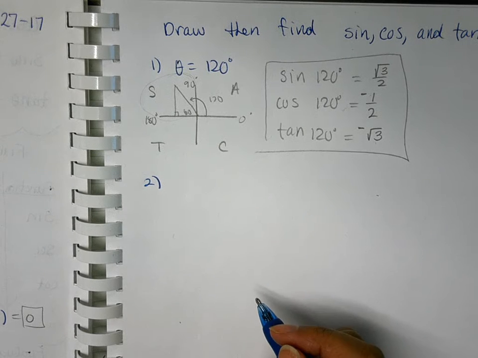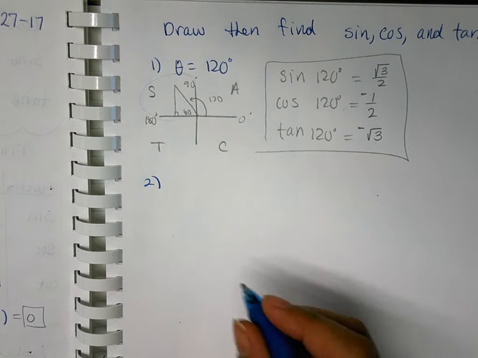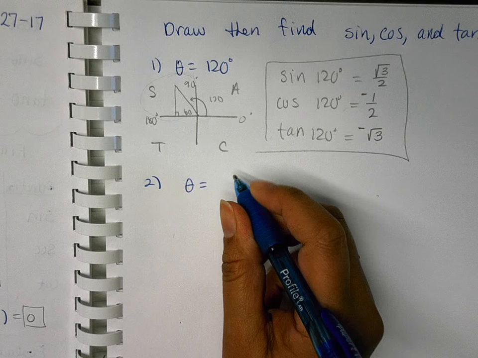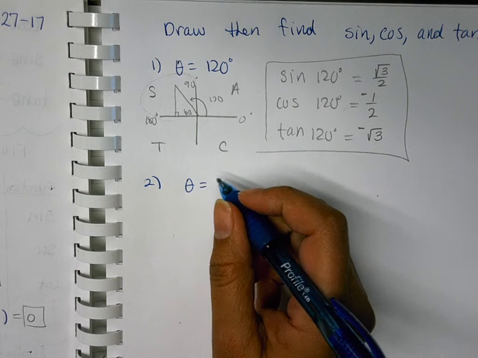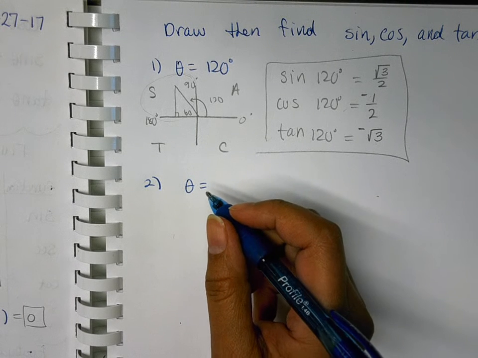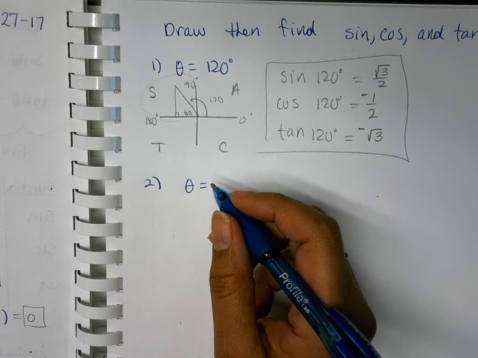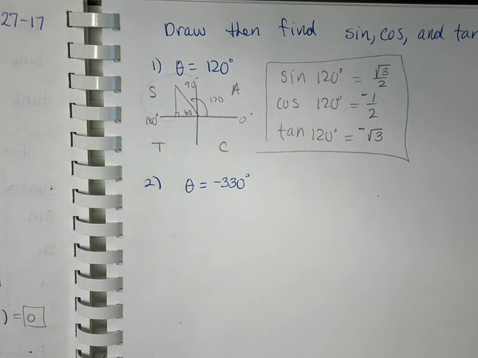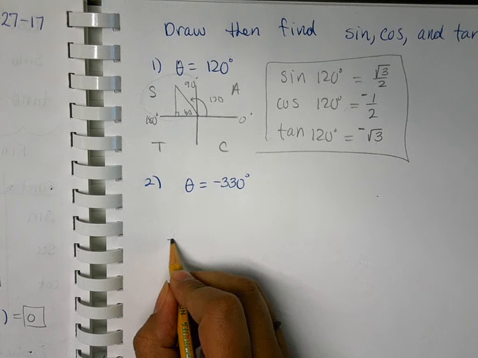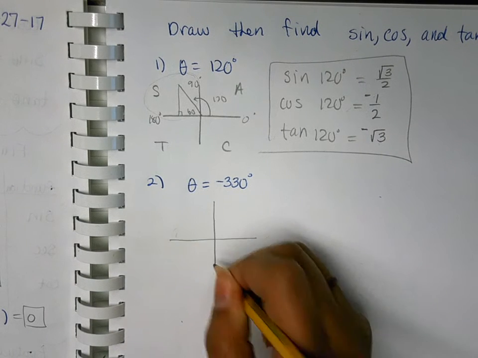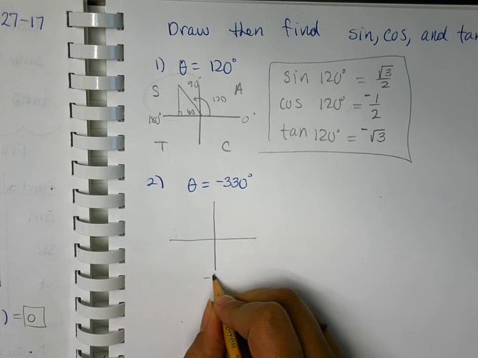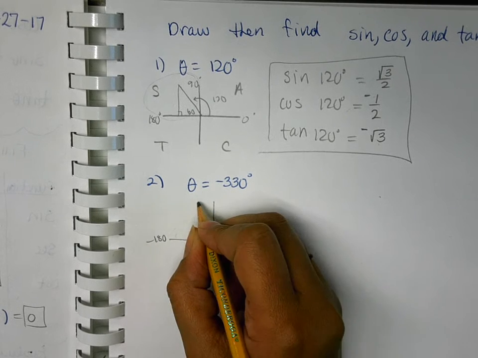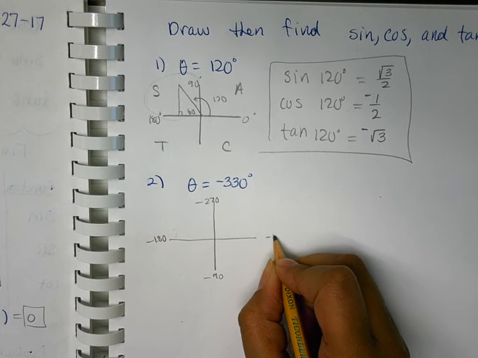Number 2. Theta equals negative 330 degrees. Which direction am I going for this one? The opposite direction. So this is negative 90, negative 180, negative 270, negative 360.